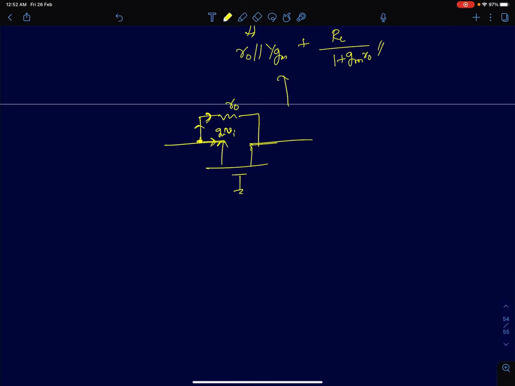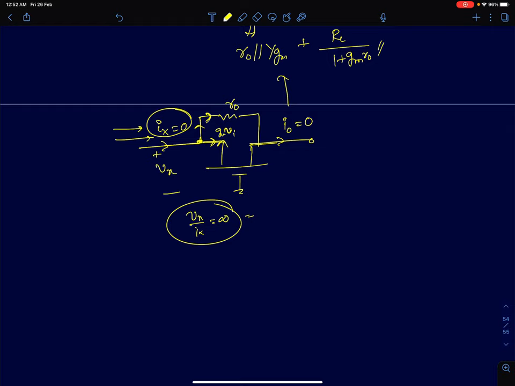If I make RL as infinity, if I look at the circuit, the current drawn here is same as the output current. But since we have an open circuit at the output node, this current is going to be 0. If this current is 0, the input current is also 0. So even though you are applying a finite voltage Vx, the current drawn from the input Ix is 0. So therefore Vx by Ix will be equal to infinity. So therefore your input resistance is infinity. So if RL is infinity, then input resistance is infinity. That's what intuition is telling us.